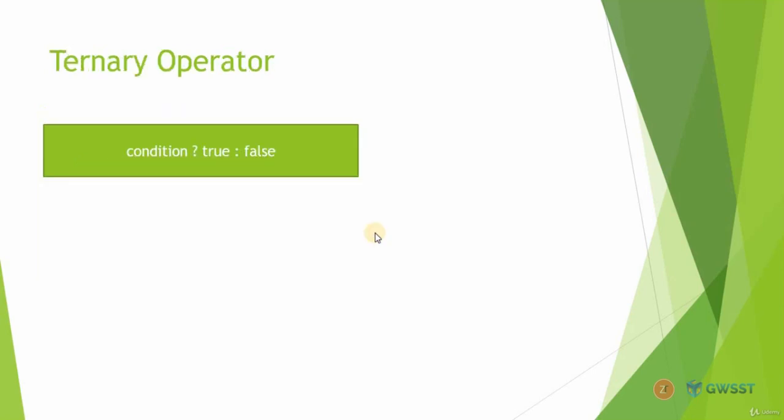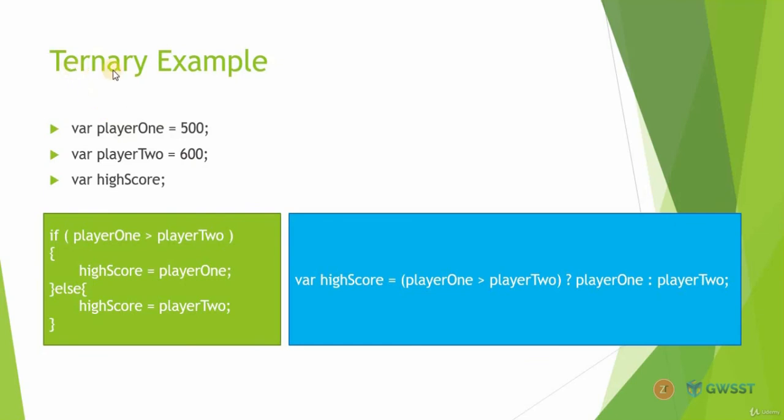Now that we have looked into the if and else statement, the same way we have the ternary operator. The ternary operator usually gets assigned with the question mark. So I'm going to show you how this ternary operator works. Let's just say we have a player 1 with a score of 500 and a player 2 with a score of 600, and then we have a variable set to highScore. Right now I do not have any value for the high score because I want to check that. So here I'm going to write an if else statement that if player 1's score is greater than player 2's, then we'll set the high score to player 1. Else we'll set the high score to player 2. This is using the if else statement.